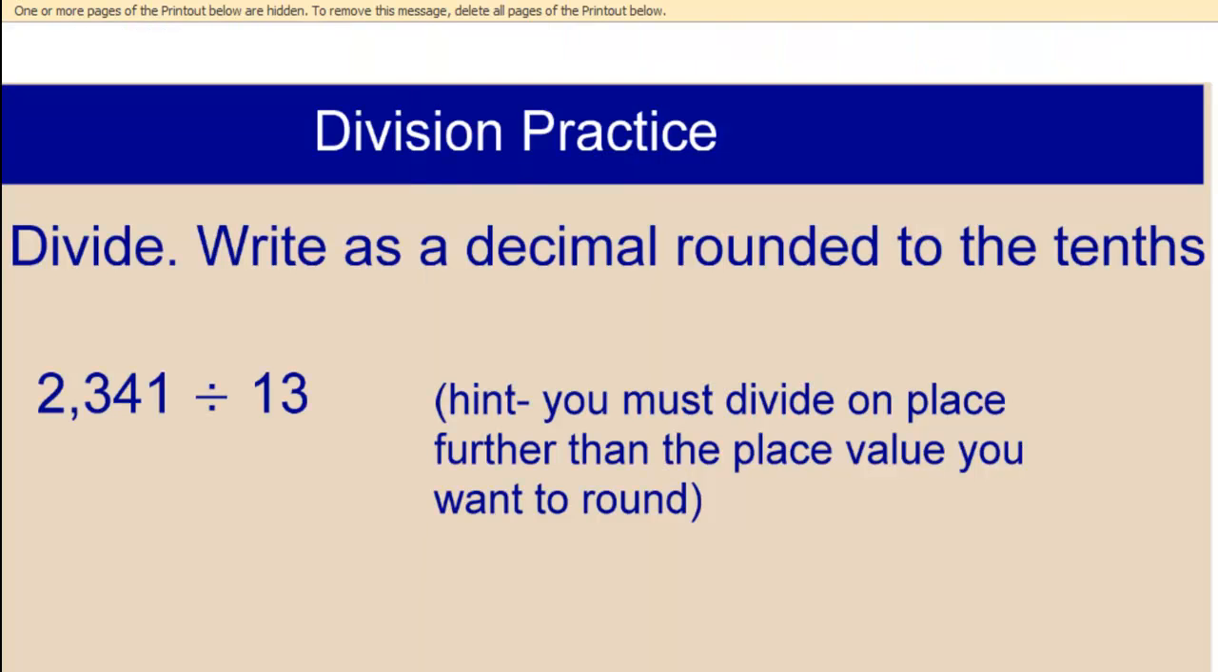In this example, you're asked to divide and write your answer as a decimal rounded to the tenths. So if we're rounding to the tenths, we have to take our place value one place further than the place value you want to round. So when we add the zeros to the end of 2,341, we want to round to the tenths, which means we're going to have to take this out to the hundredths. So you're going to have to add a decimal and 2 0 places. So give this one a try.